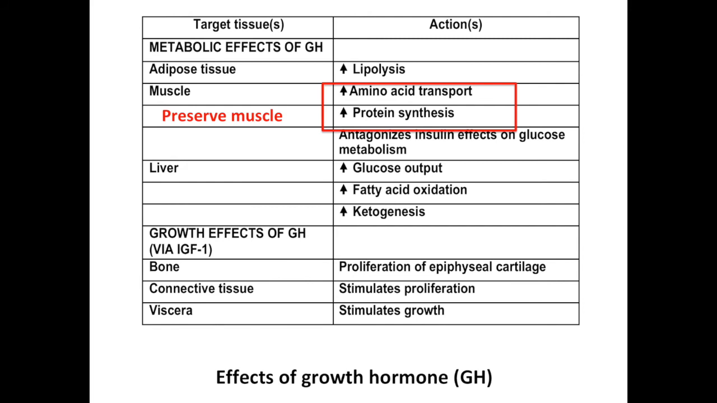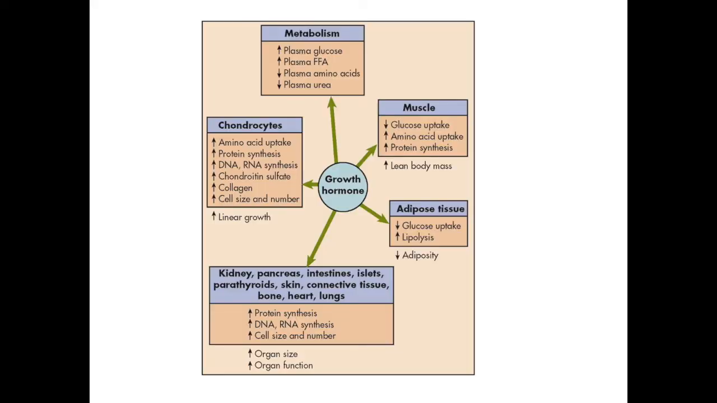And so the overall functions then of growth hormone are to preserve muscle, to stimulate protein synthesis, and then to enhance blood glucose and fatty acids for energy. So it preserves the protein part of it and then increases the utilization of glucose and fats. And so this shows you overall what growth hormone's effects are on metabolism. It increases plasma glucose, increases plasma free fatty acids, and decreases plasma amino acids and plasma urea.